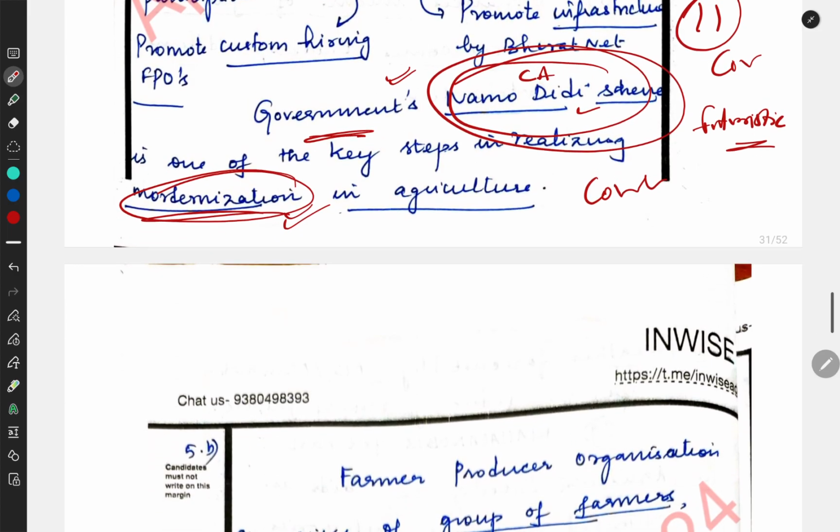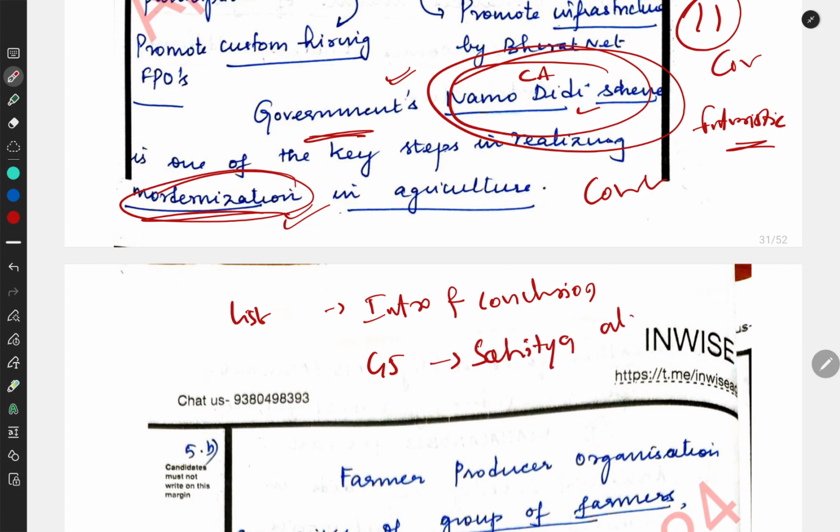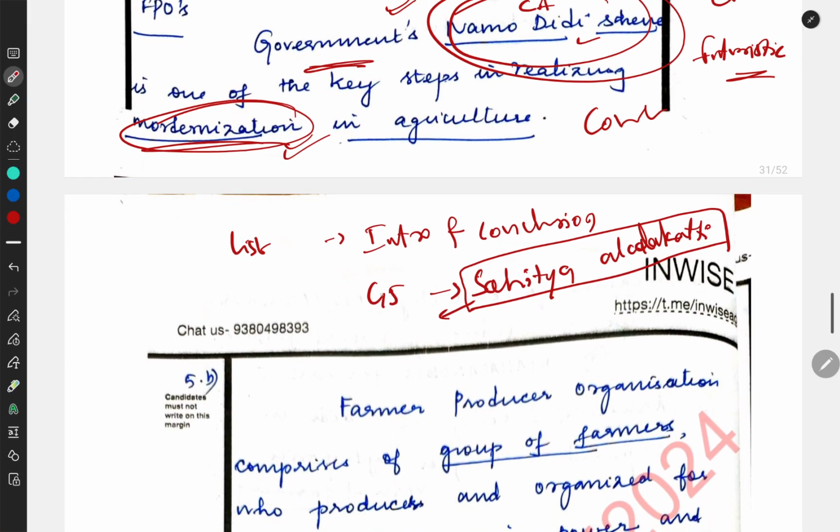So what you can do is make a list of intro and conclusion. Intro and conclusion ready-made. Okay, for GS, you can refer to Sahitya Aladakatti ma'am. You can refer to Telegram: go to Telegram and search this name. The Telegram group will appear. Go further and for GS 1, 2, 3, for all the papers, you will get ready-made intro and conclusion. They are actually very good. Got it? You can go and check it out.